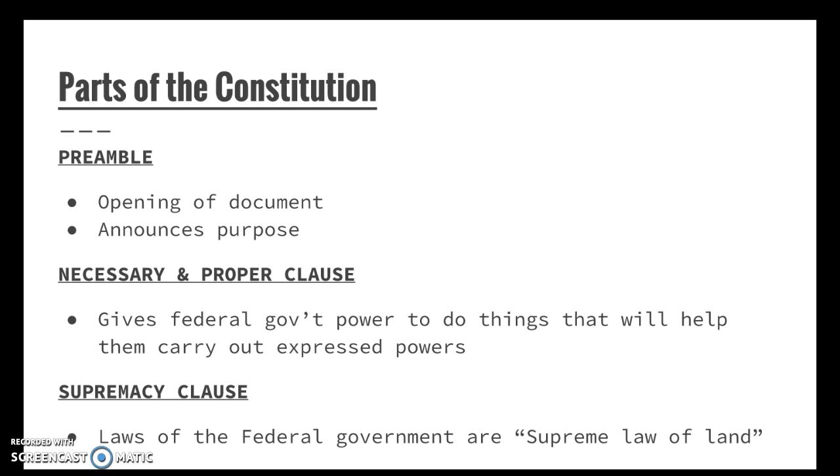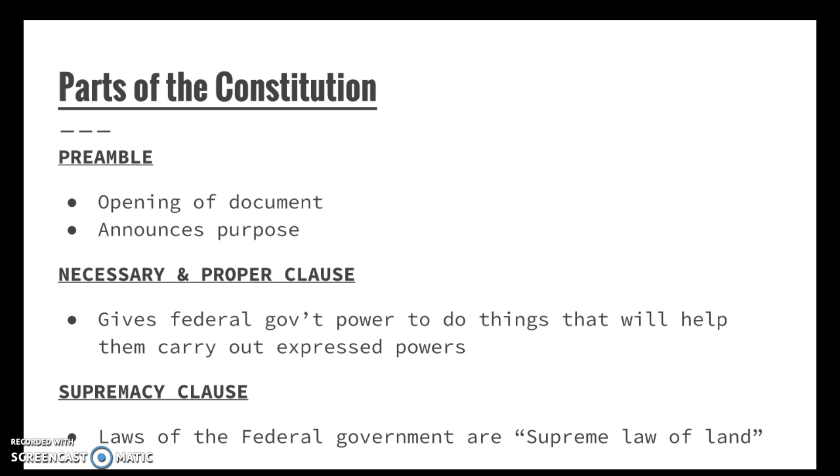The necessary and proper clause gives the federal government power to do things that will help them carry out their express powers. Remember, express powers are the powers that Congress has that are exactly expressed and written in the Constitution. So, for example, in the Constitution, it says that the federal government has the power to raise a military, to create a military. It doesn't say anything about a military draft.